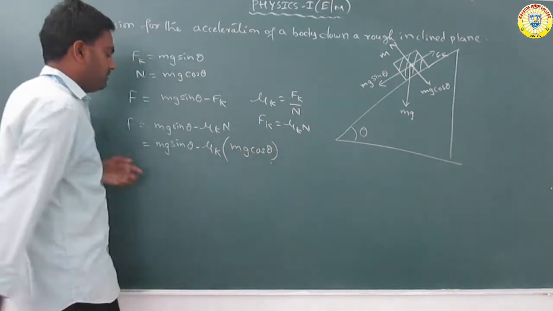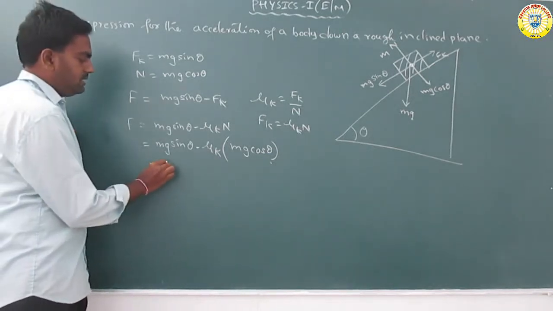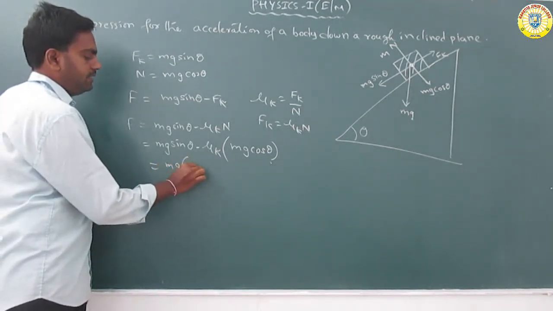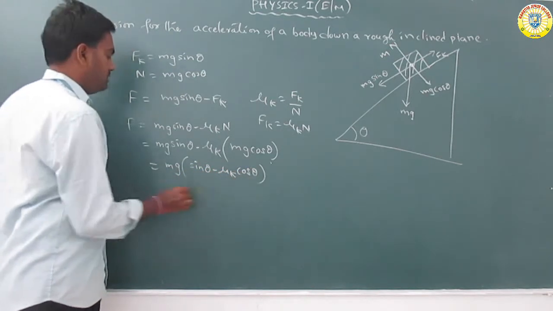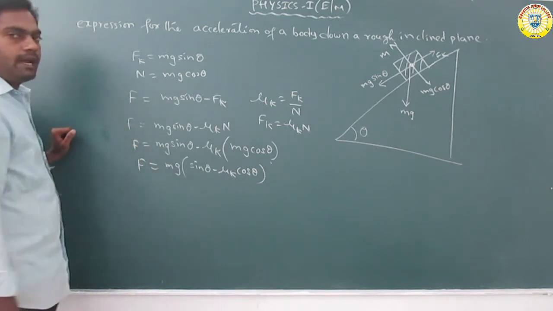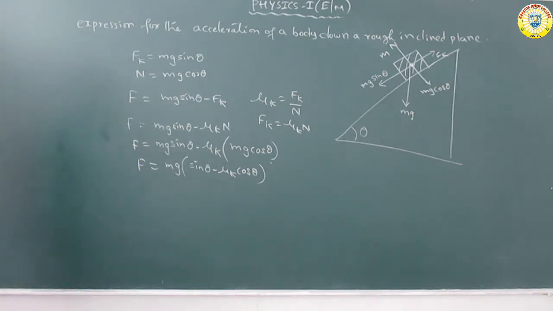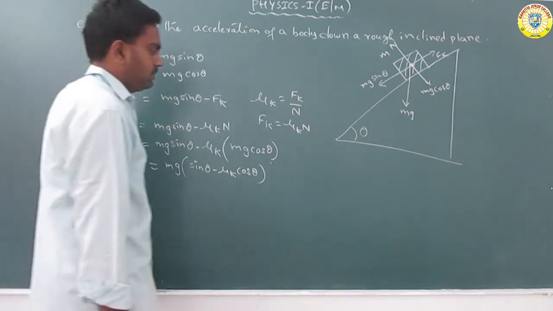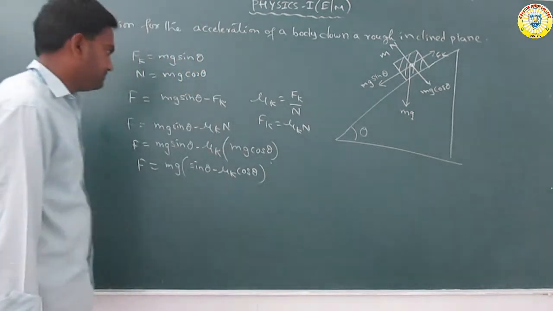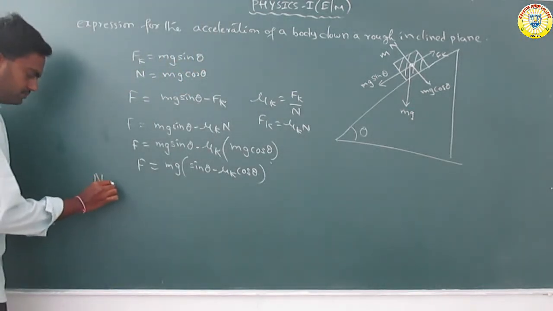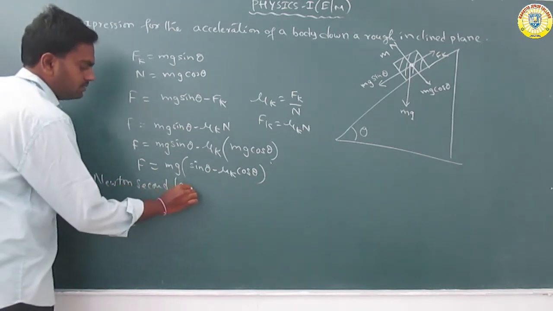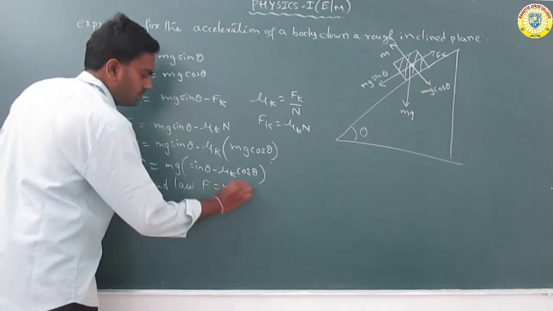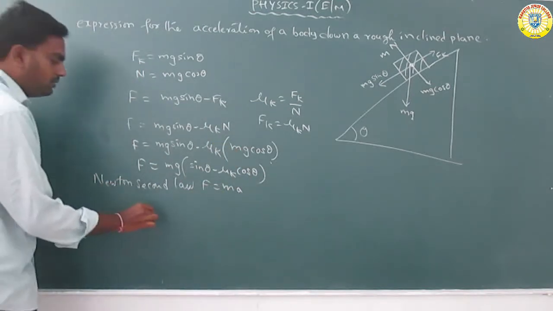mg cos theta. So from this equation, mg is taken common: sin theta minus mu k cos theta. This is called the net force acting on the body. F is equal to mg (sin theta minus mu k cos theta). But according to Newton's second law, F is equal to ma. So now here F is equal to ma.